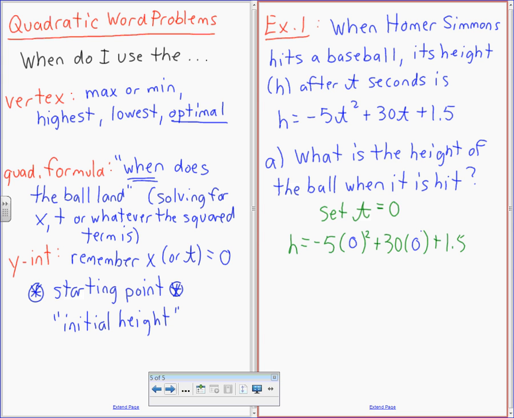What's 0 squared going to be? 0. Great. What's -5 times 0? 0. Great. What's 30 times 0? 0. Great. So what's 0 plus 0 plus 1.5? Good. And remember this, and I like Alyssa's explanation. It's the very same as the y-intercept. Now, since this is a word problem, Megan, if you were to say h equals 1.5, I would not be happy. What should I say instead? Therefore, the height of the ball when he hits it is 1.5 meters.